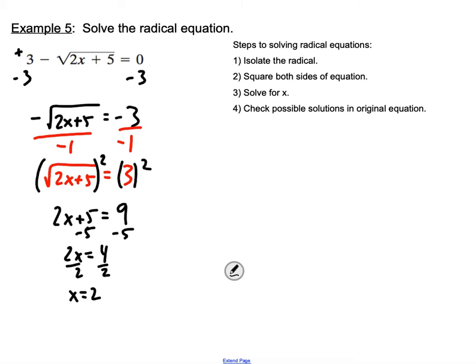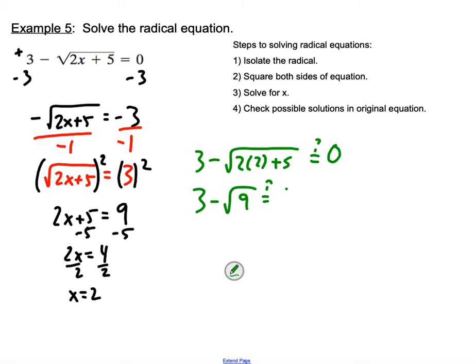All right, so we're thinking 2 will work. So let's plug it back in the original problem. So 2 times 2 is 4, plus 5 is 9. Squared, well, I'll just write that down, 9. The square root of 9 there is 3. Is 3 minus 3 there 0? Yes, it is. So that does work. So x equals 2 will work in our equation.